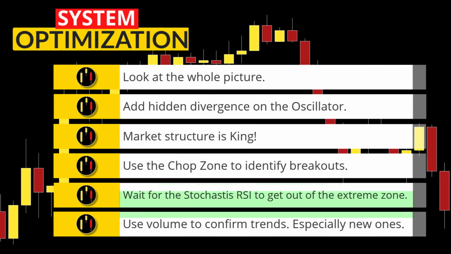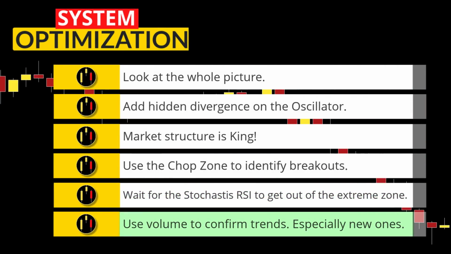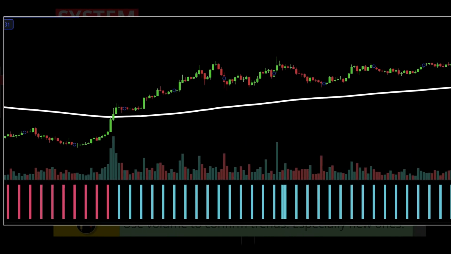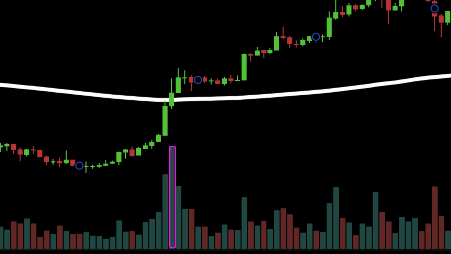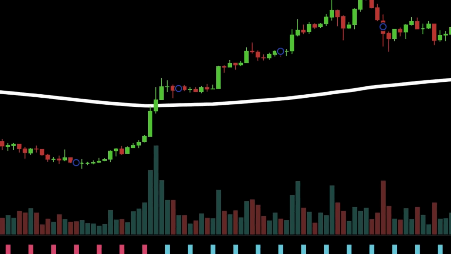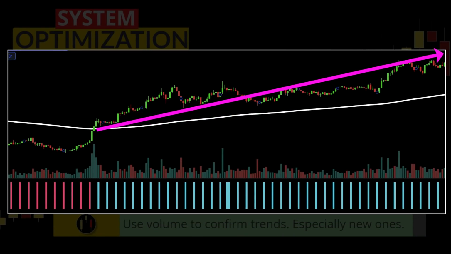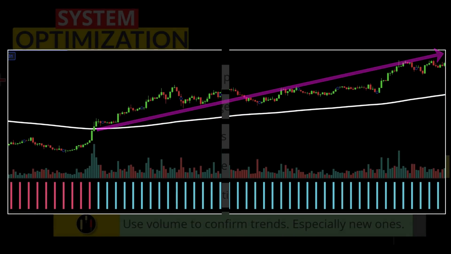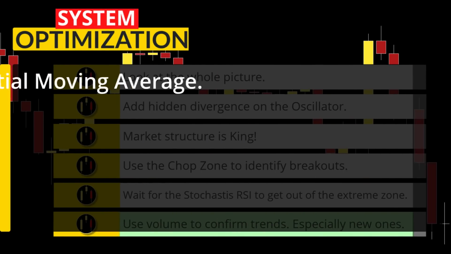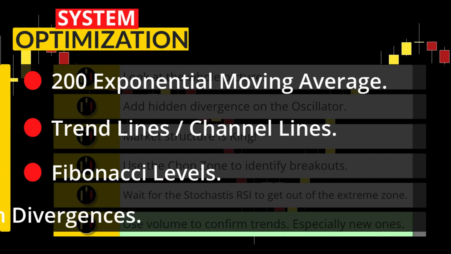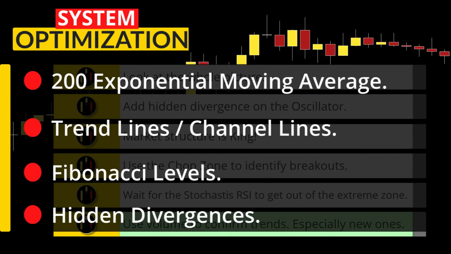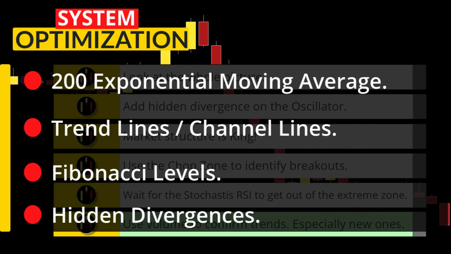The next optimization tip is something that I wanted to bring up because many who present me systems to test rarely include volume. Personally, I think volume is the most underrated indicator by modern traders. You can see this huge volume candle when price breaks above the 200 EMA, and then this huge impulsive move. There are so many ways to incorporate volume, but adding it to key levels like the 200 EMA or a trend line, or a Fibonacci level, or even a hidden divergence will take your trading to the next level. That I can tell you.